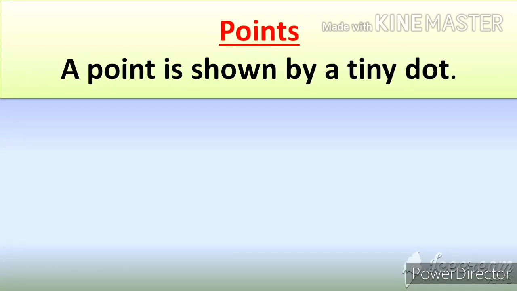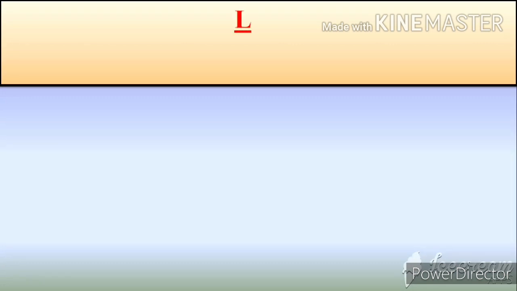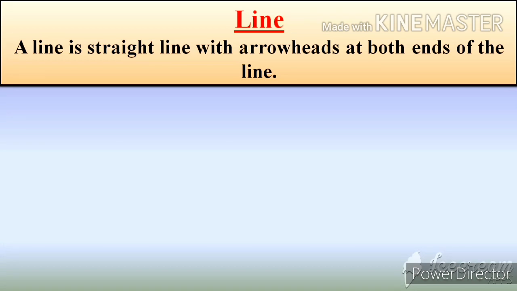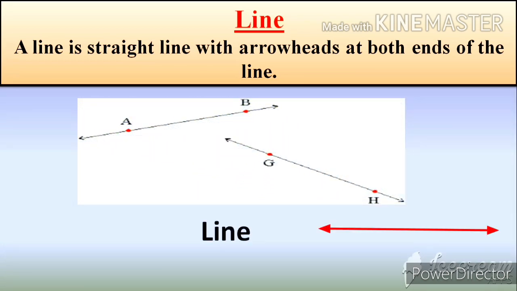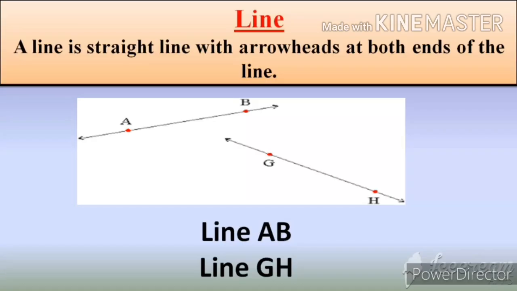Now student, our first topic is points. A point is shown by a tiny dot. It's called a point. There are 3 points, point A, B and C on your screen. Second is line. A line is a straight line with an arrow at both ends. On the screen you can see line AB and line GH. Both have an arrow on both sides.